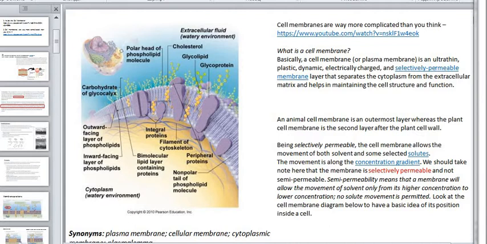So, on the second slide, we see a model of the cell membrane, how it's built. As you know, it's a bilayer of phospholipids and some kinds of protein and carbohydrate molecules connected with it.